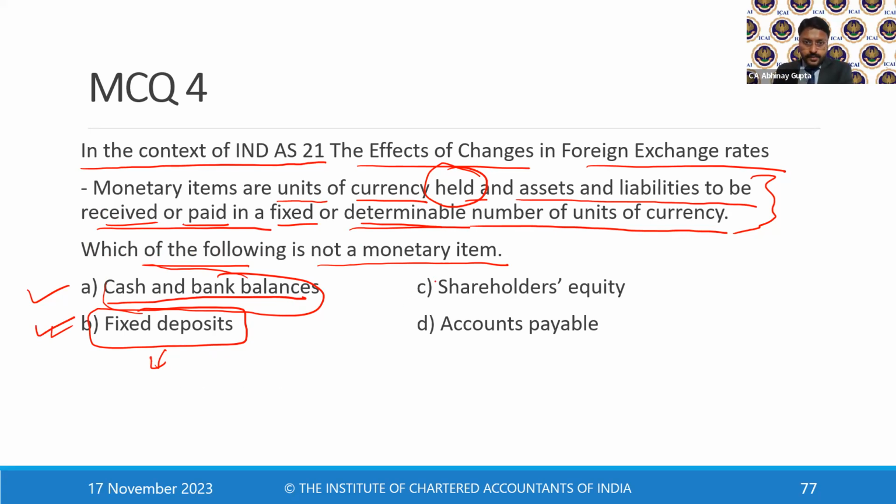Shareholders' equity. Do the shareholders have the right to receive money? Yes, they have the right to receive the money. But when? Today or on winding up of the company or liquidation? On liquidation. So they do not have the right today. They have the right only upon liquidation, right? And do they have clear amounts of money which they will be receiving? No, they will be receiving whatever is left after discharging all the liabilities. Hence, it is not a monetary item, right?